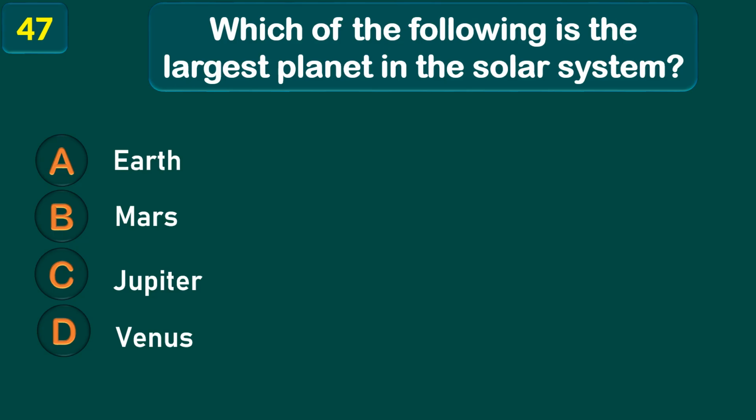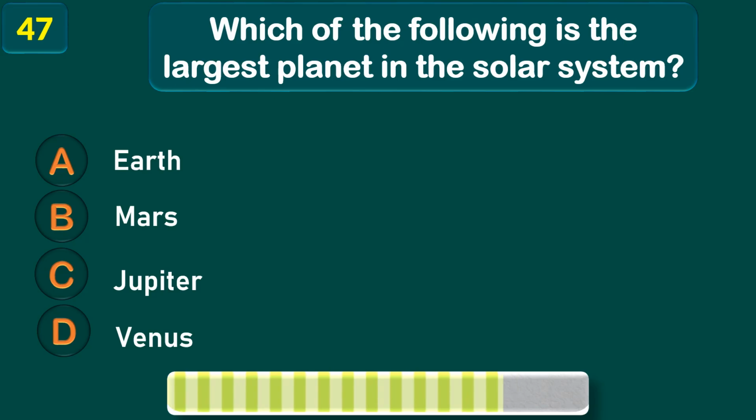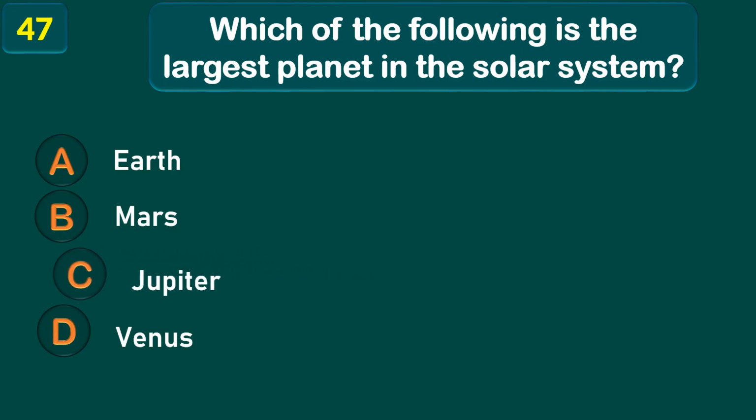Which of the following is the largest planet in the solar system? A. Earth. B. Mars. C. Jupiter. D. Venus. Answer: C. Jupiter.